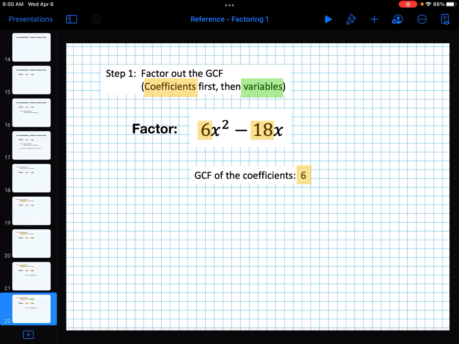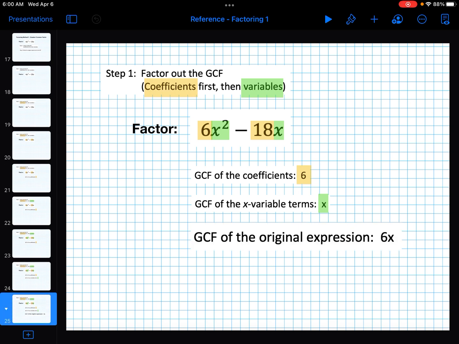So a variable has to show up in each of the terms of your expression, or you cannot include it in the GCF. In this case, we have an x squared in the first term and an x in the second term. So when you go to factor out a common variable factor, you're looking for the largest power that divides all of them evenly, which in effect is really the smallest exponent term of the variable. In this case, it's x to the first. So the GCF of the x variable terms here is x to the first power. So our GCF for the whole original expression is 6x.